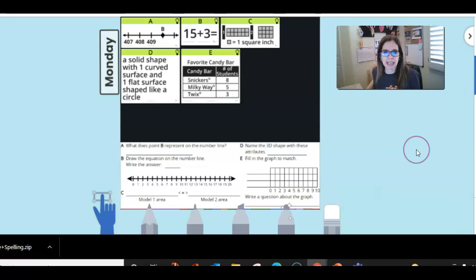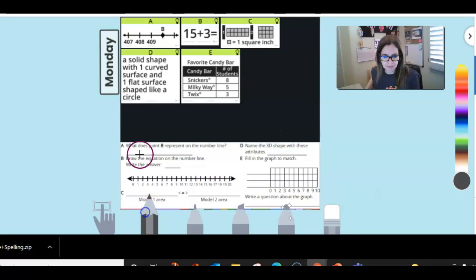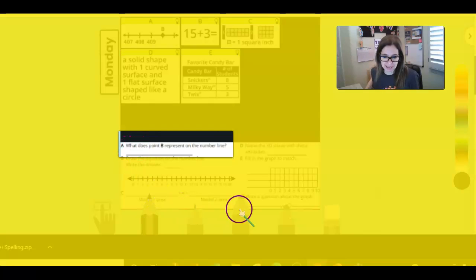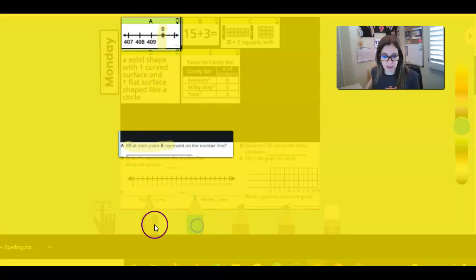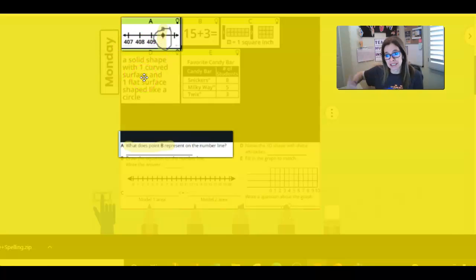So the first one, A, is pretty easy. Well, I say easy because we've done it a lot of times. What point does B represent on the number line? So I look up at card A, and I look for point B. I know a lot of you are labeling it up here, and that's great. But before I can label that, I don't want to just look at the number before. I want to look at the entire number line to see what the scale is.